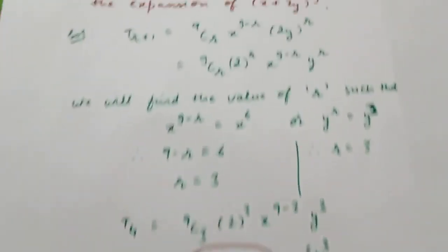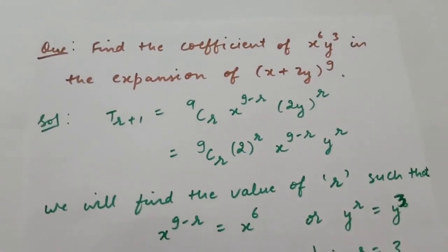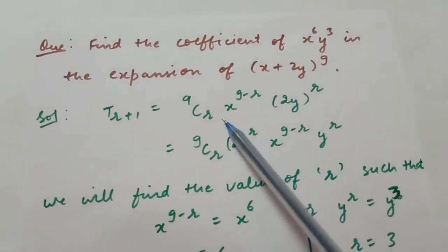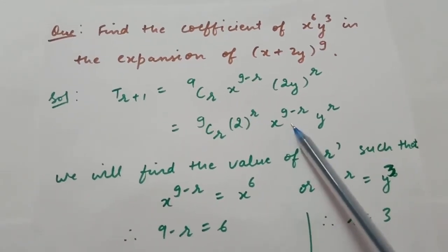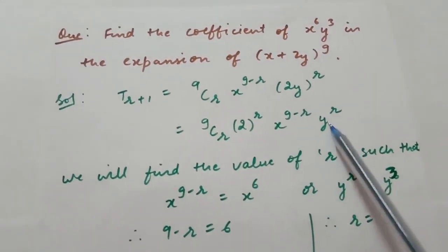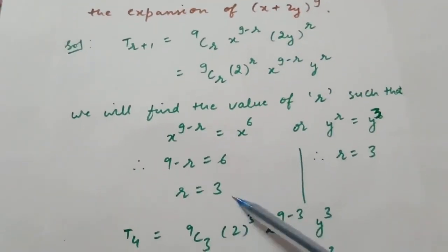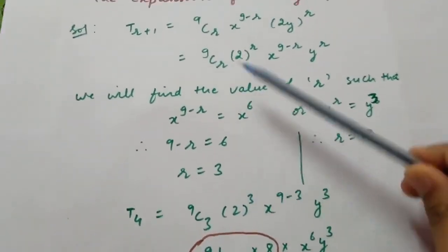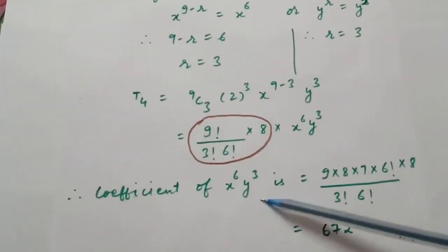Clear? So whenever you have to find the coefficient of any term, first of all find the general term, then compare the powers either of x or of y for which you want to find the coefficient, right? Get the value of r, put this value in the general term only and you will get the coefficient.